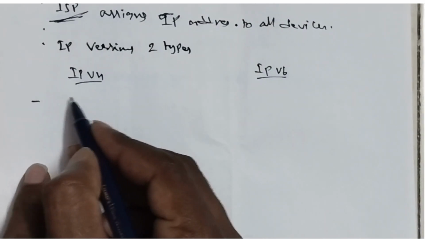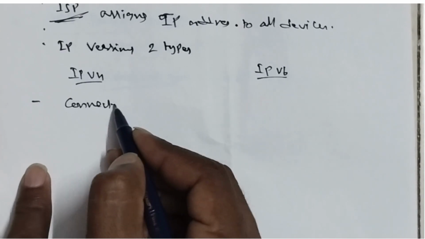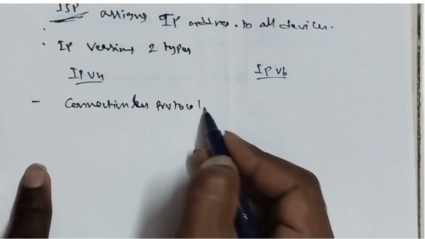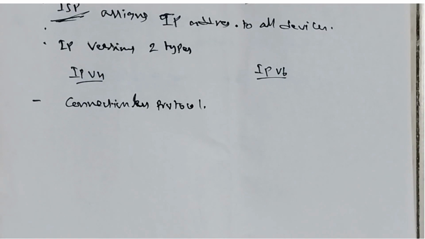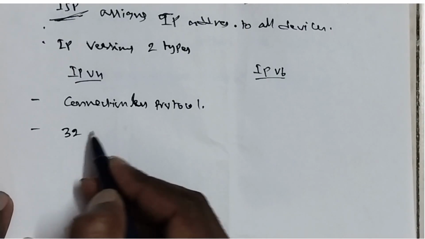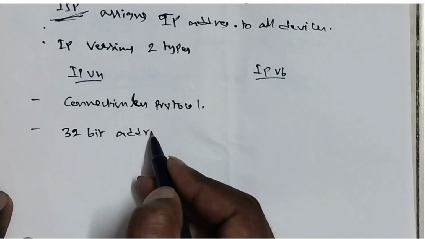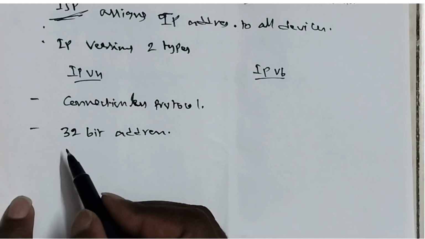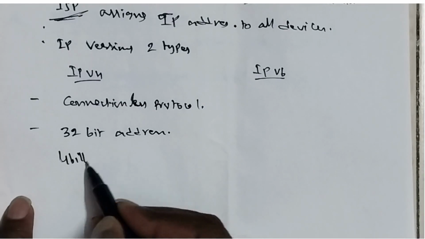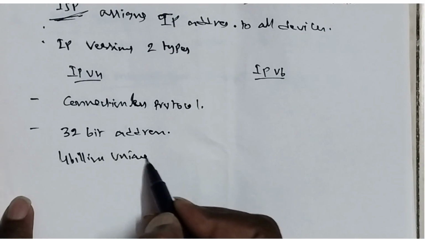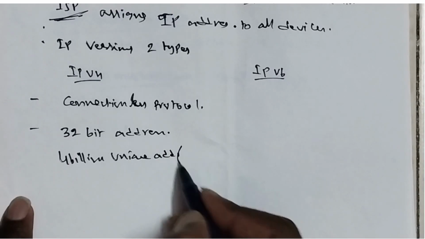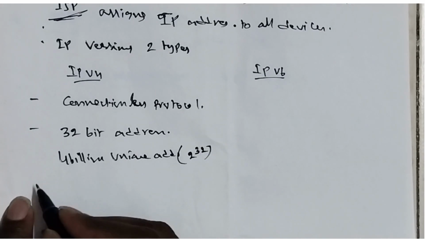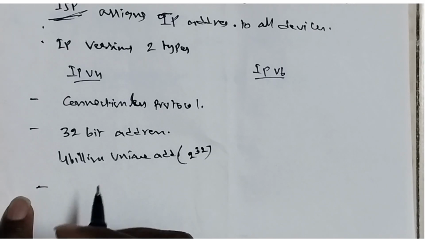What is IPv4? IPv4 is a connectionless protocol. It is used for packet switched networks. IPv4 contains a 32-bit address, which allows for over 4 billion unique addresses. We can say 2 power 32 addresses. It is composed of four numbers separated by a dot.